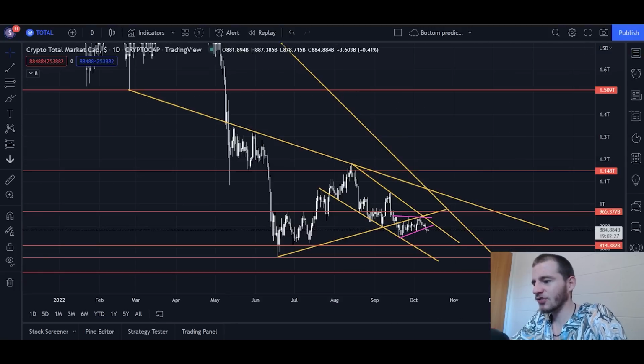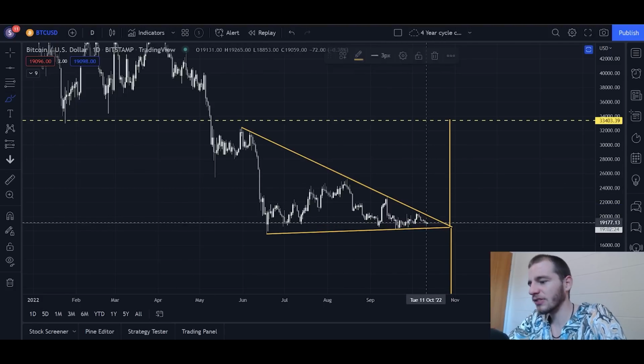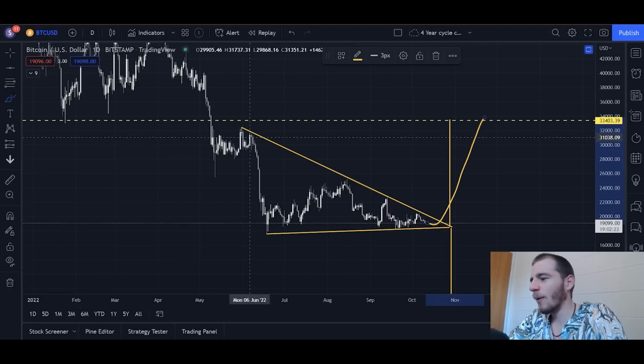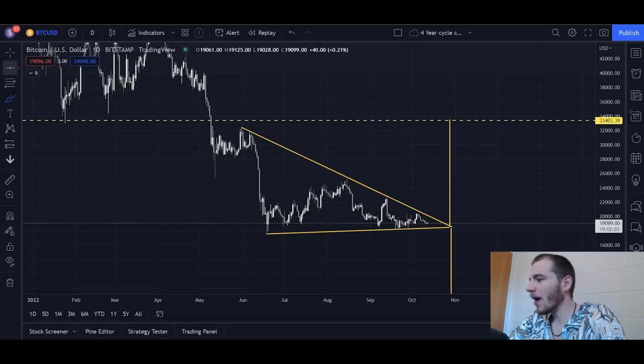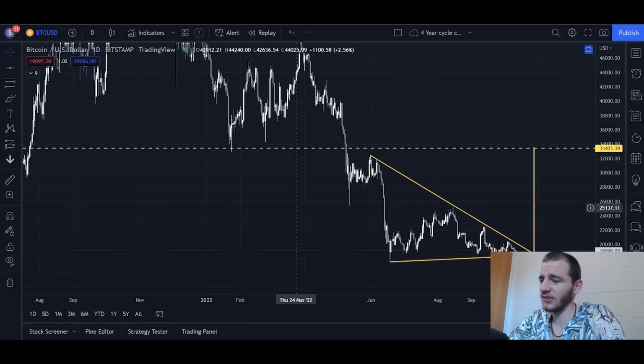If we break this triangle to the upside, we will be targeting a test of 33,000 on Bitcoin. Now, what's in that area? Well, triangles aren't exact. It's worth noting that. They're not exact, okay? They're rough. So we can go ahead and say, okay, maybe 33,000 doesn't make a lot of sense.